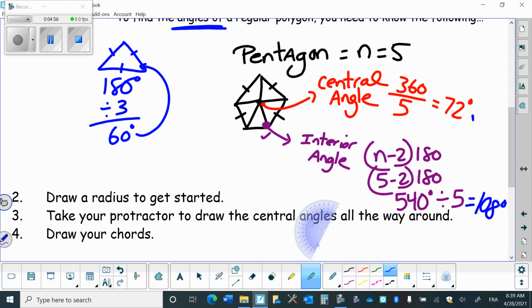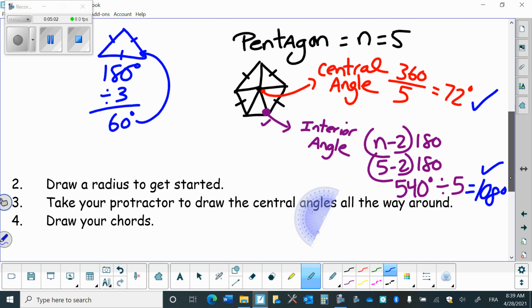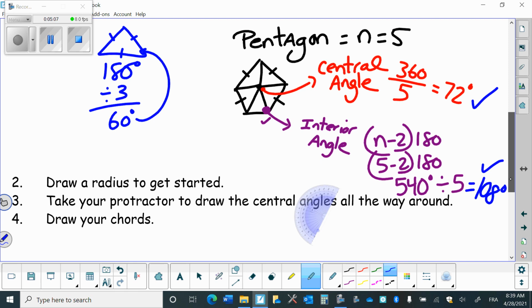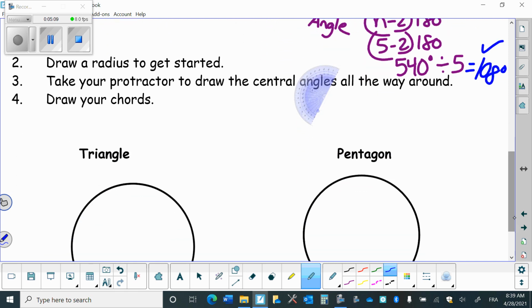So notice that your 72 and your 108 are totally different because they're in different locations. So you need all those concepts: central angle compared to one interior angle. You need to know that for step 1. Step 2, draw a radius to get started. We're going to start with a triangle, then we'll do the pentagon.